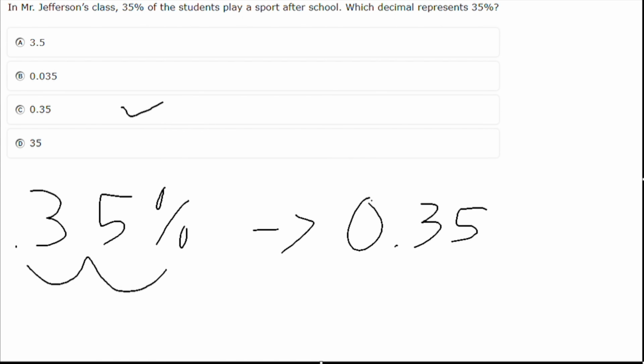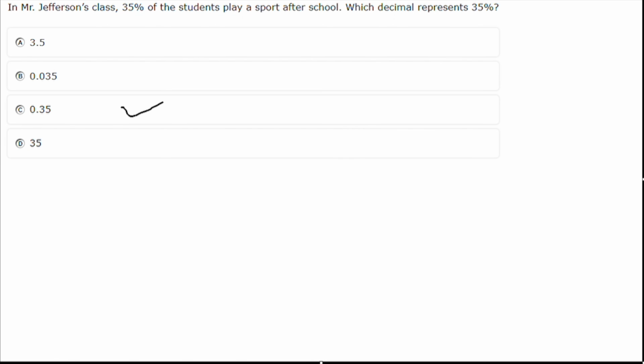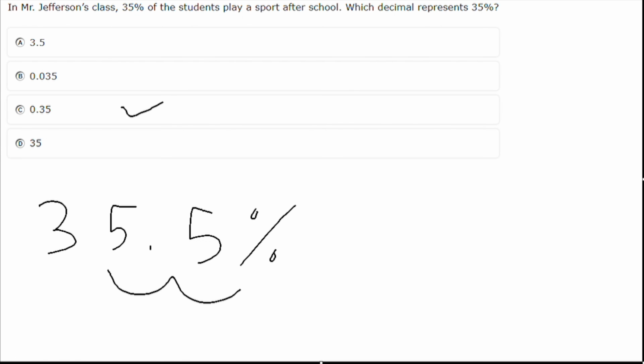But I want to prepare you in case you see some other types of percents and decimals. First, we're going to be looking at if our percentage sign already comes with a decimal. So let's say we had 35.5%. What do we do here? Here's the little difference. You are not going to move your percent sign. Instead, you're going to be moving your decimal. We're going to move that 2 places to the left.